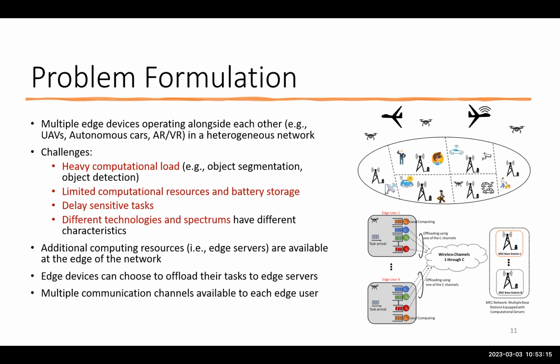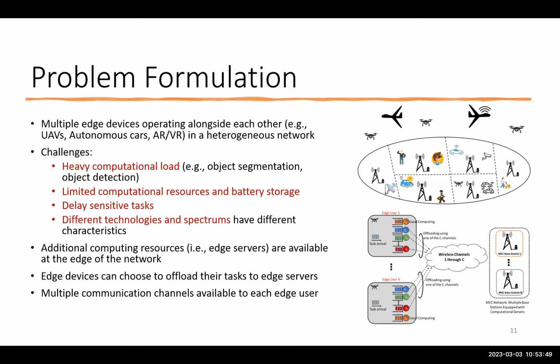So all of these questions are formulated into this picture that we are seeing here, these two pictures. We have a network of edge devices operating alongside each other in a heterogeneous network. We have heavy computational load. We have limited computational resources and energy storages. And most of the tasks that we are doing are delay sensitive.